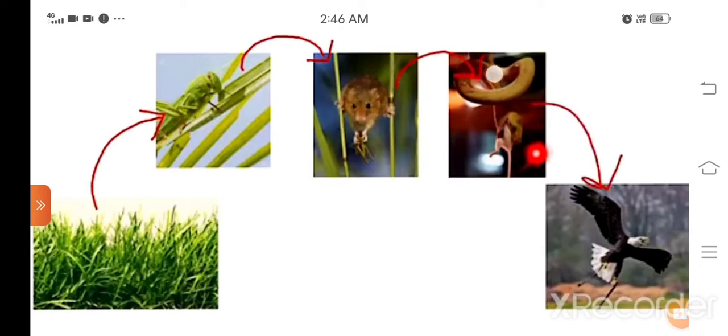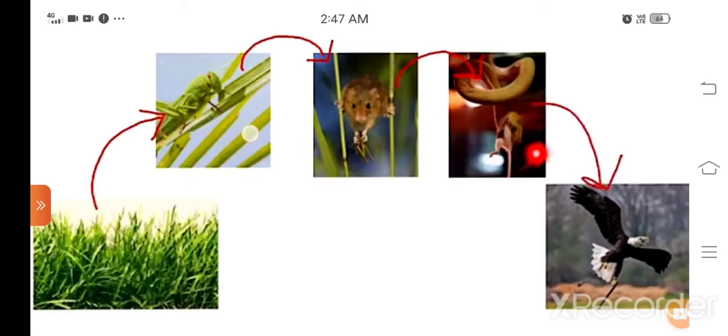And if there were so many snakes in nature, then what would happen? That's why there is an eagle. The eagle eats the snake and keeps balance in nature. So this is a food chain too. One is eaten by another.